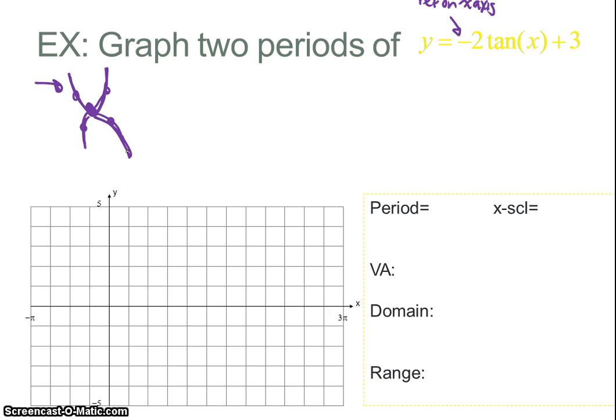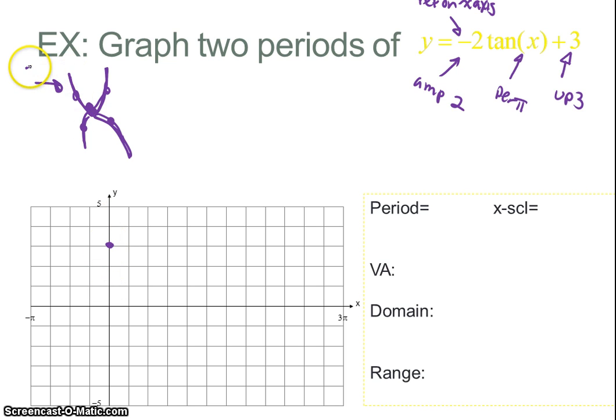And it's the same idea for everything else. So we're going to have a vertical shift up 3. We don't have a change in the period, so the period is pi, because our b is 1, and our amplitude is the absolute value, so our amplitude is 2. So we're going to start in the middle, and we're going to go up 3. 1, 2, 3. So this is our middle value.